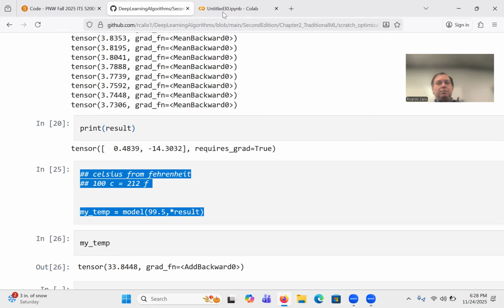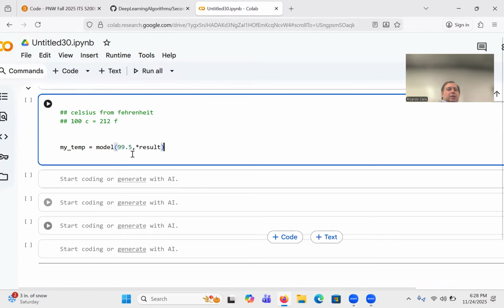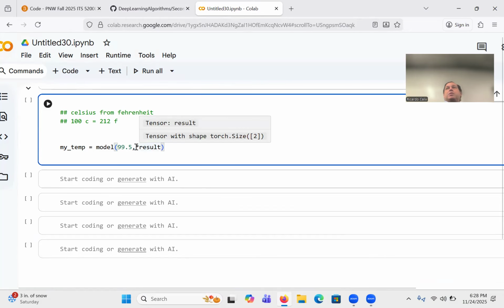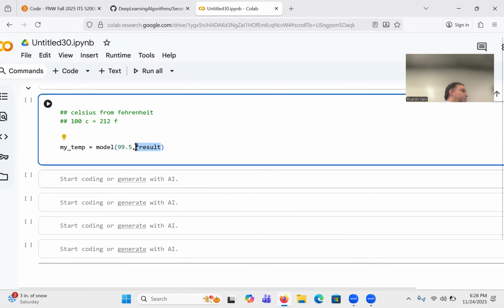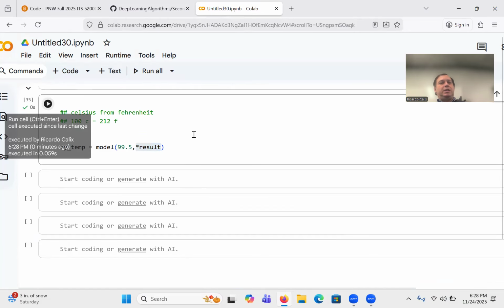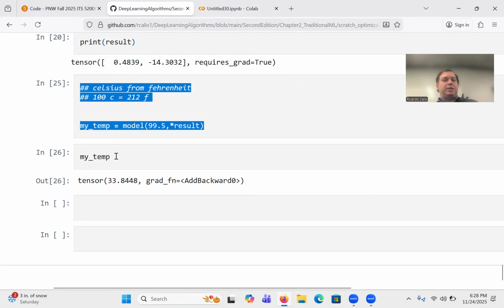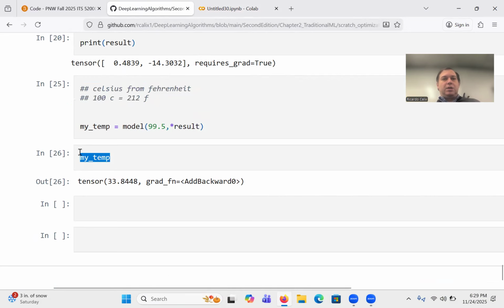All right, so now let's go ahead and try out our model. So our model is going to take some temperature plus the result. We're going to pass it where result has the two parameters, W and B. So we pass it exactly as it expects, and it's going to tell us what that temperature is. So, all right. So we did that one. And now we can go ahead and just print it and see how close it got.